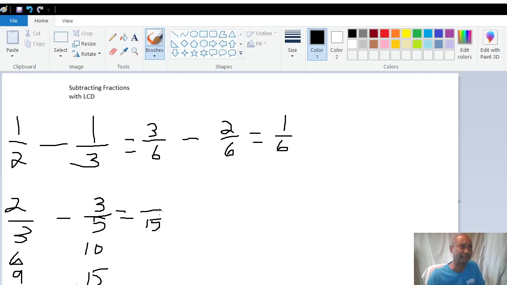And so we had to multiply 3 times 5 to get 15. So we take 5 times 2 is 10, minus, and we had to multiply 5 times 3 to get to 15. So we multiplied 3 times 3 is 9 over 15. And then so we subtract the 9 from the 10, and that gives us 1 over 15. And we're done.